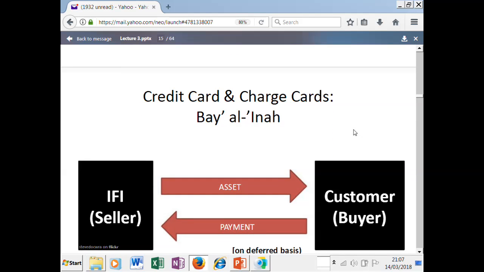And then also the credit card and charge card, this is also using bainah. For example, when you apply for your credit card, they also use bainah, right? The bank sells first, then they buy back. Then you have the amount that is credited to your credit card. Okay. All right.